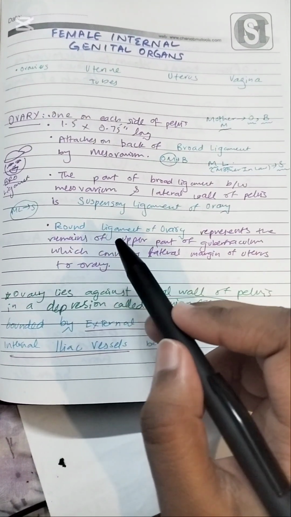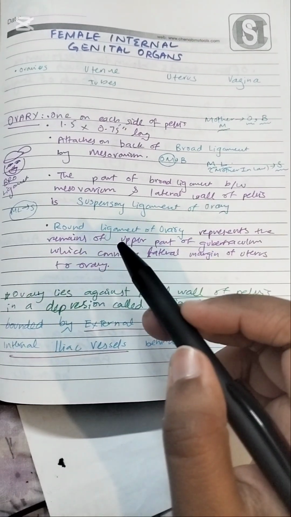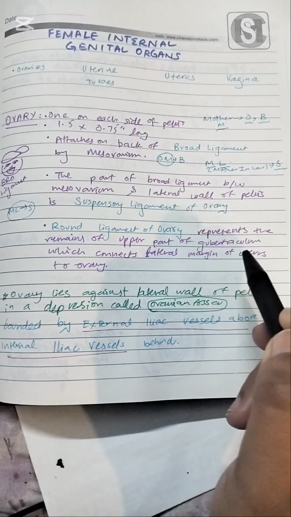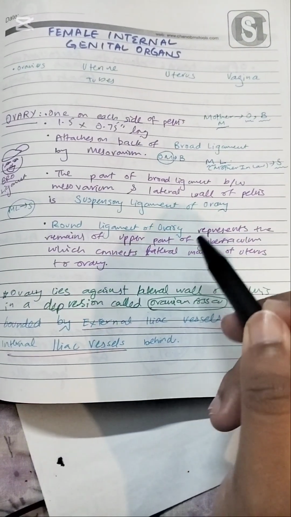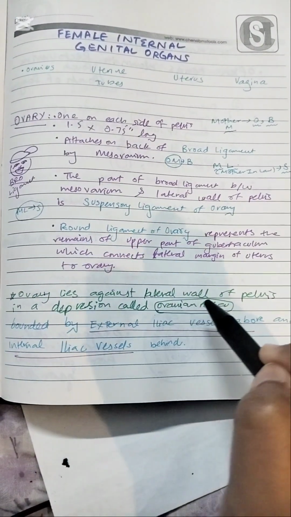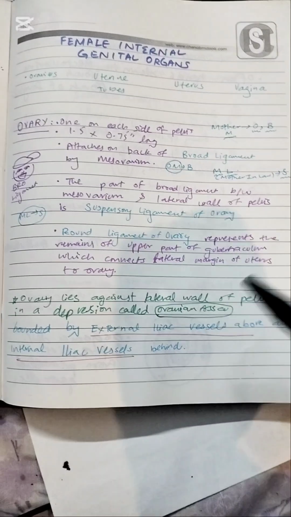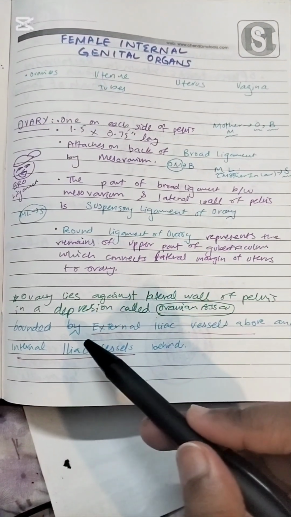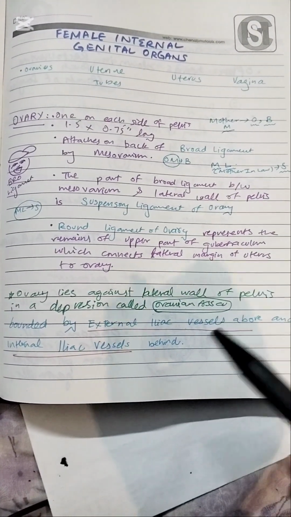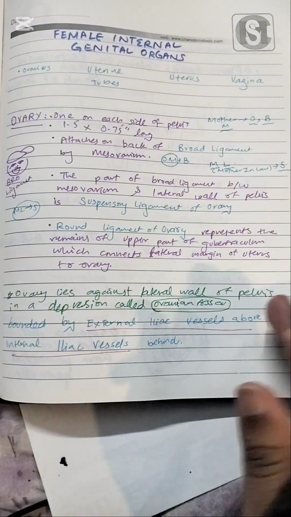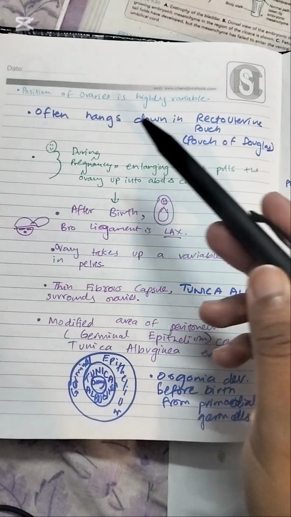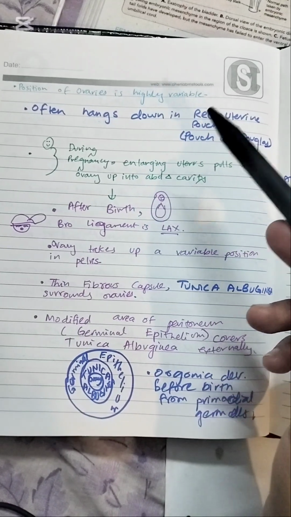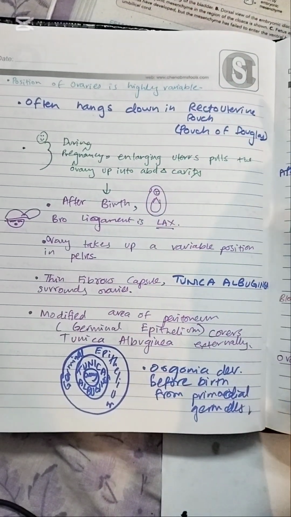Now let's talk about the round ligament of the ovary, which is the remains of the upper part of the gubernaculum, which connects the lateral margin of the uterus to the ovary. The ovary lies against the lateral wall of the pelvis in a depression called the ovarian fossa, which is bounded by external iliac vessels above and internal iliac vessels behind. The position of ovaries is highly variable. They often hang down in the rectouterine pouch, which is the pouch of Douglas.